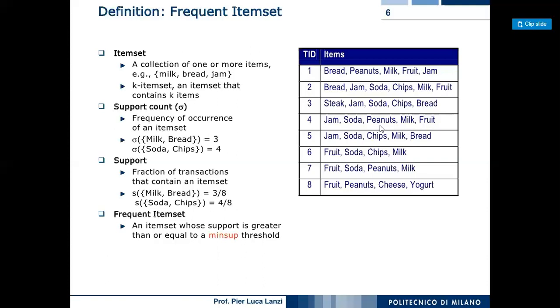And frequent item set: an item set whose support is greater than or equal to a minimum support threshold is called a frequent item set. We decide what the minimum support threshold will be, and all the item sets with support greater than that will be considered frequent item sets.